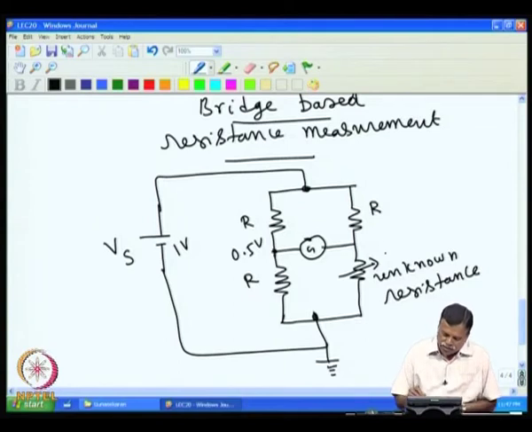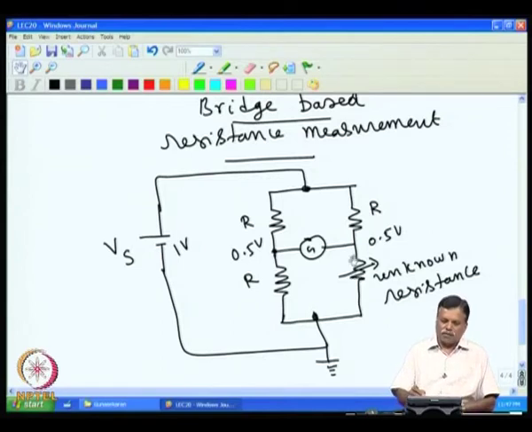Then assume that this unknown resistance value is also equal to this. Obviously this point also will be sitting at 0.5 volt, because these two resistances are equal. Whatever voltage is applied, half of that appears here. So this is equal to this and this is equal to this, or all four can be equal. In that case, you get 0.5 volt here and 0.5 volt here, then the voltage across the galvanometer is 0, and we call the bridge balanced.